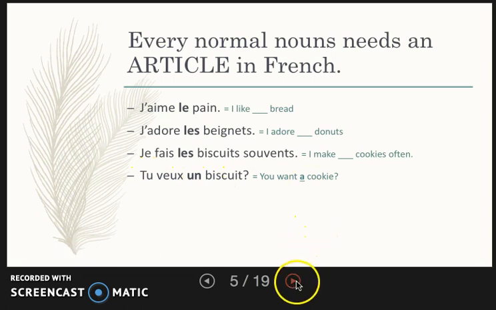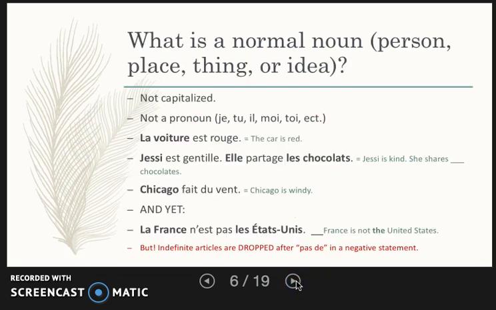Indefinite ones don't. So since I said every normal noun needs an article, let's talk about what a normal noun is. And if you remember 8th grade, nouns are person, places, things, or ideas. The normal noun is not going to be capitalized. It can't be a pronoun, so it can't replace another word like I, you, he, she, me. So some examples like car, it's a thing. It's not capitalized. It's not a pronoun. It has an article. Jessie, capitalized. Elle, that's she. It's a pronoun. It replaces Jessie. But chocolat is the other noun, and that is neither capitalized nor a pronoun, so it needs an article.